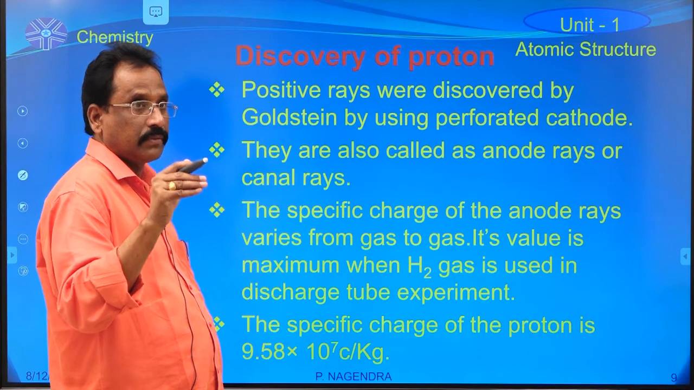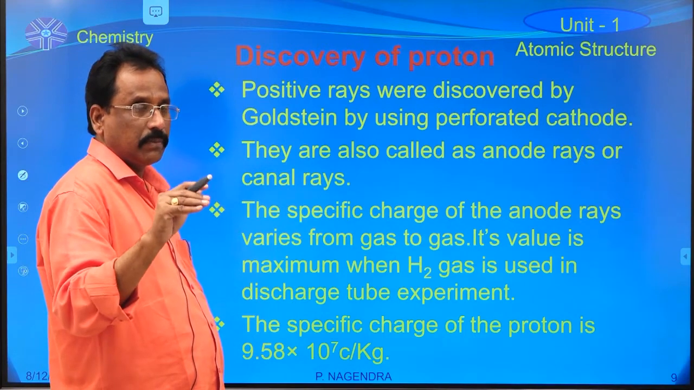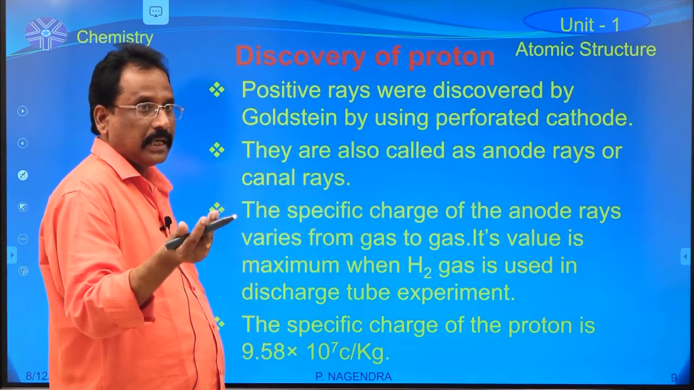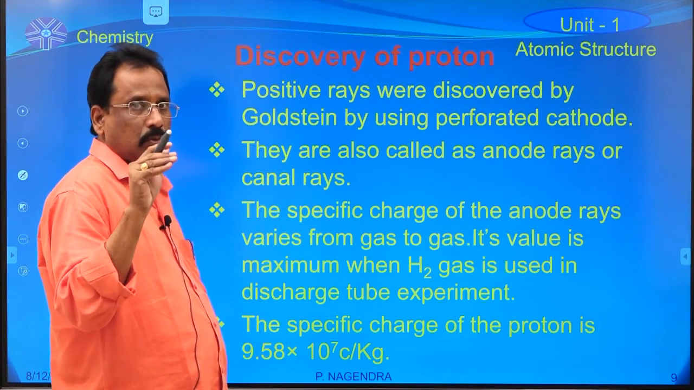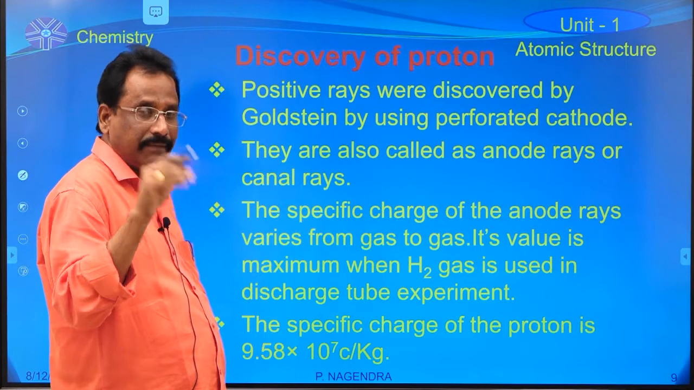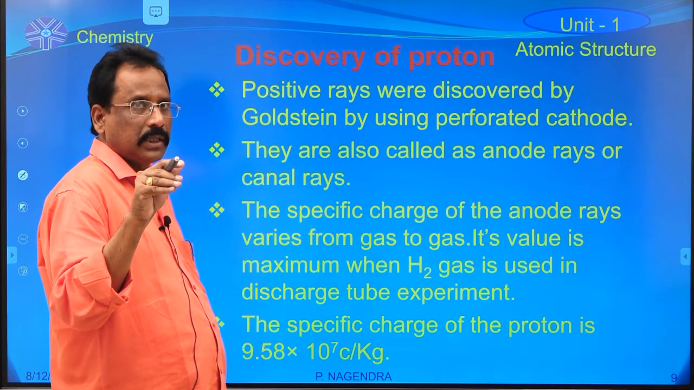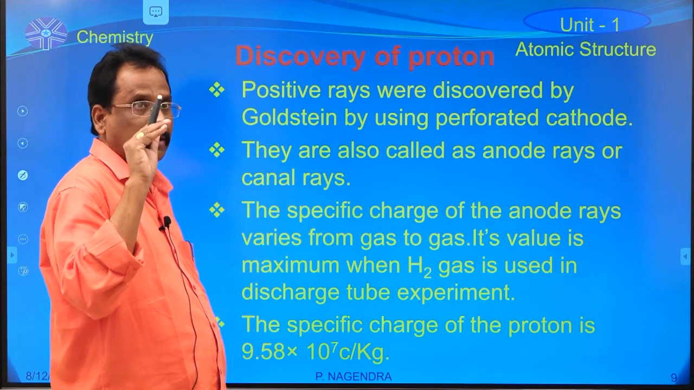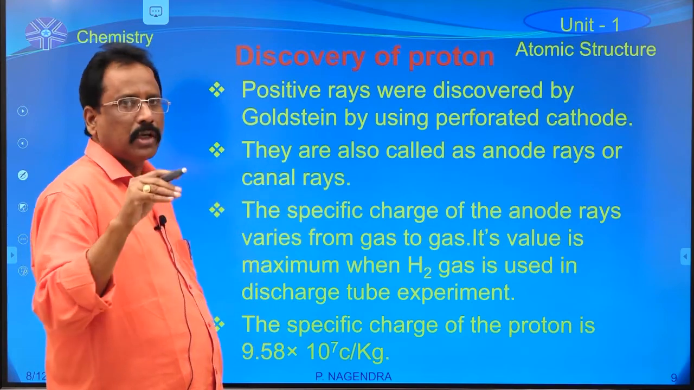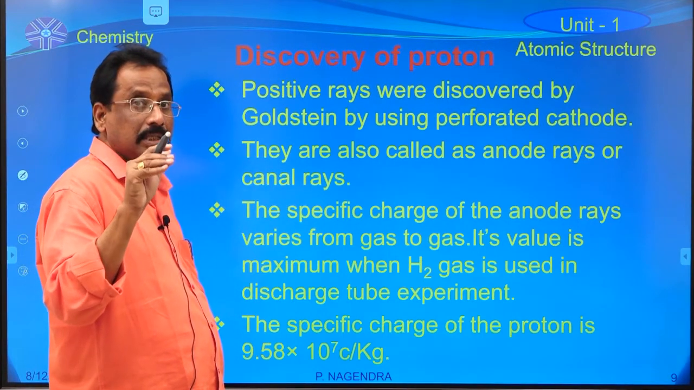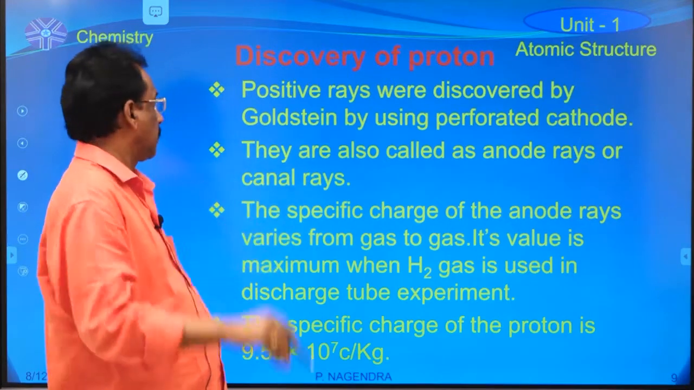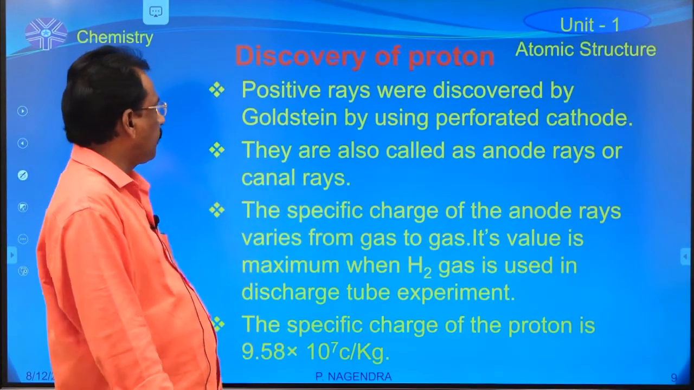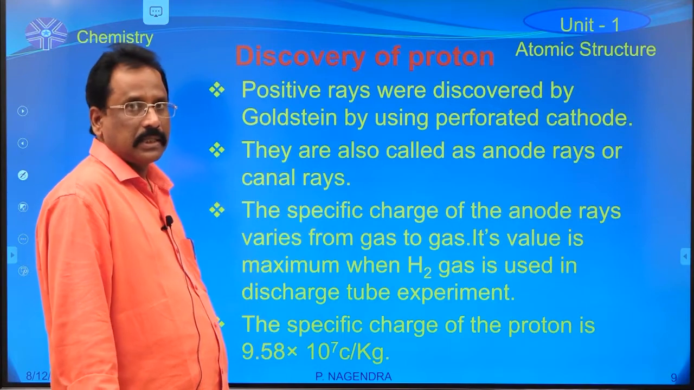When compared with the proton's mass, mass of the electron is very less, which is equal to 1 by 1837th part of the mass of the hydrogen atom. That means proton mass is 1837 times more than the mass of the electron. So now the second fundamental particle is proton.